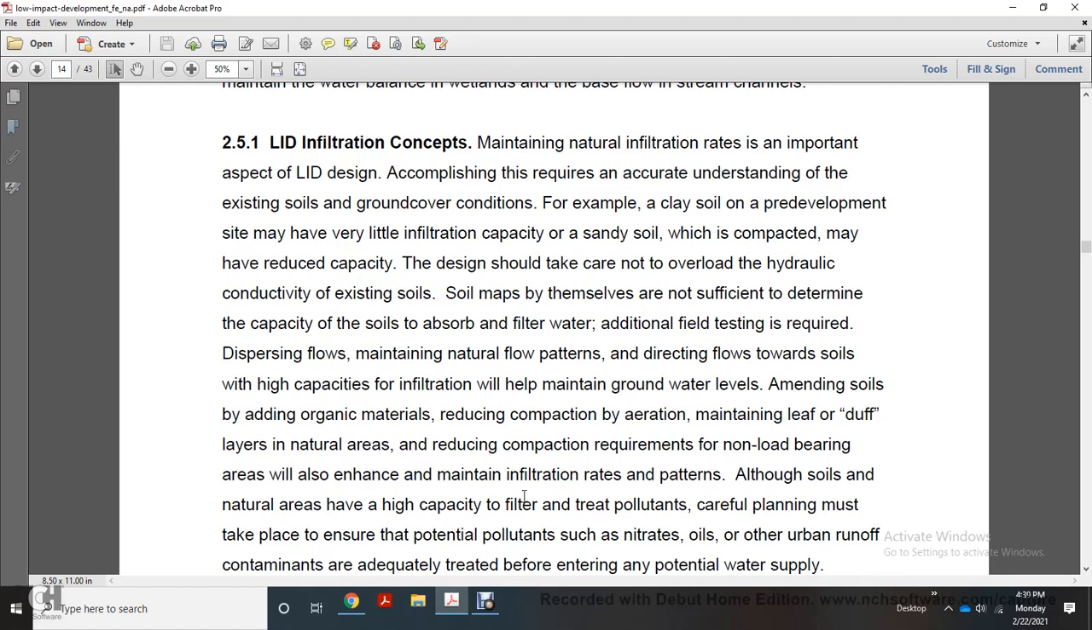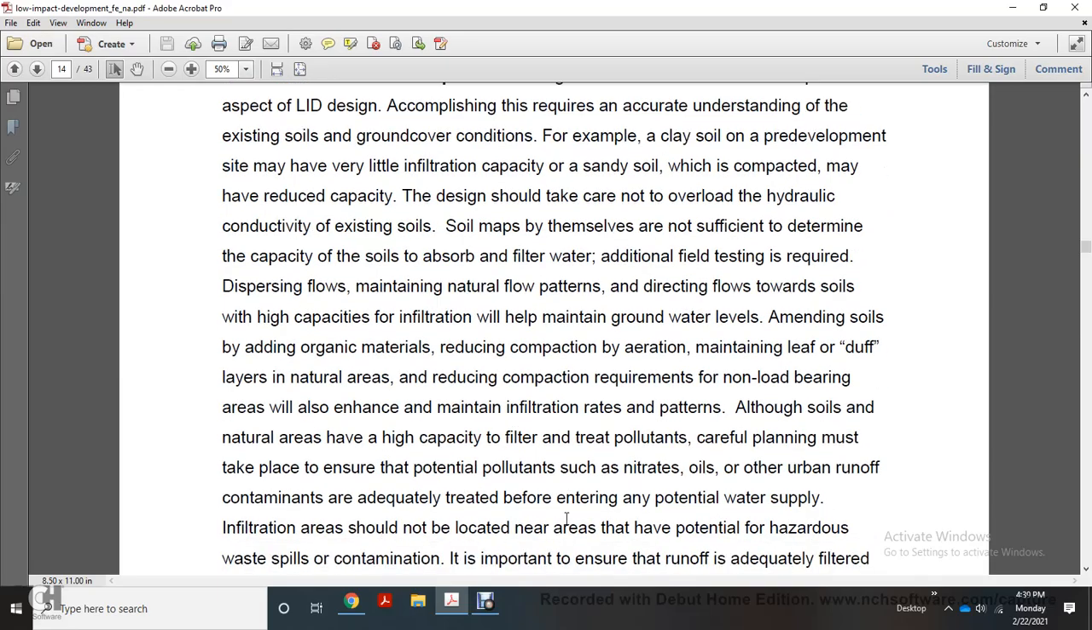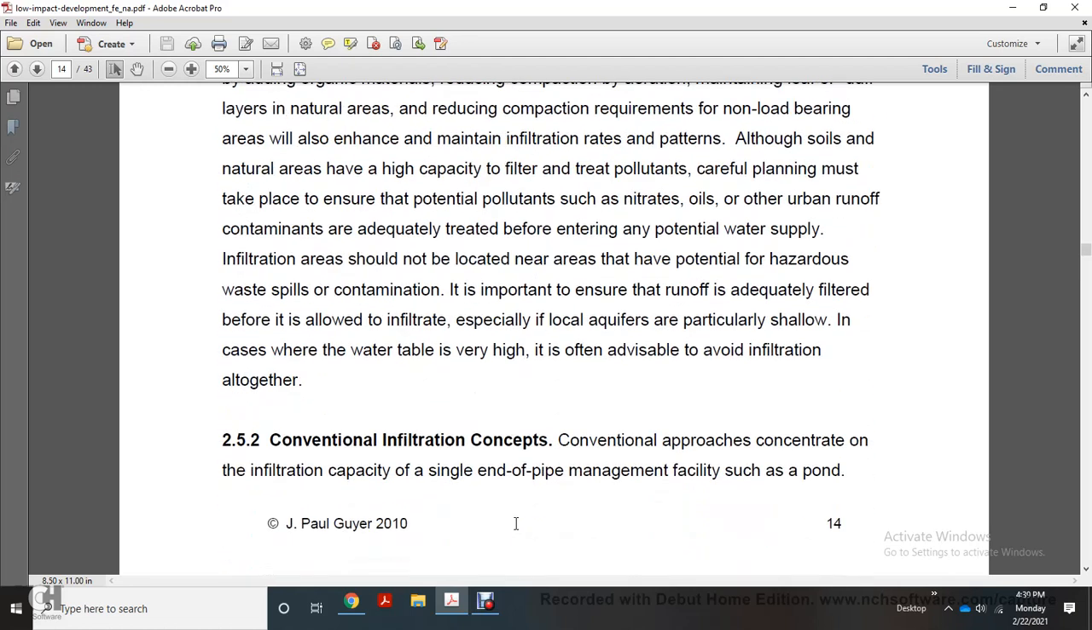Natural areas have a high capacity to filter and treat pollutants. Careful planning must take place to ensure potential pollutants such as nitrates, oils and other urban runoff contaminants are adequately treated before entering any potential water supply. Infiltration areas should not be located near areas that have potential for hazardous waste spills and contamination. It is important to ensure that runoff is adequately filtered before it is allowed to infiltrate, especially where aquifers are particularly shallow. In the case where the water table is very high, it is often advisable to avoid infiltration altogether.